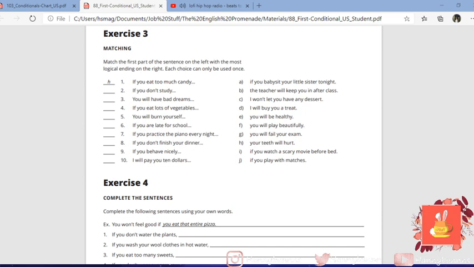Seven is F. If you practice the piano every night, you will play beautifully. Eight is C. If you don't finish your dinner, I won't let you have any dessert. Nine is D. If you behave nicely, I will buy you a treat. And 10 is A. I will pay you $10 if you babysit your little sister tonight.